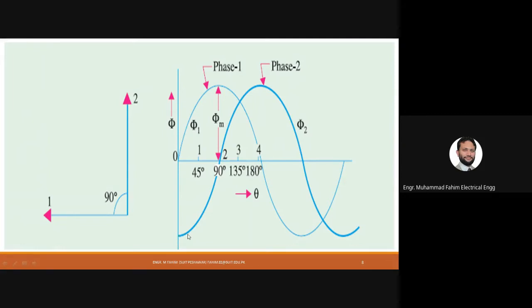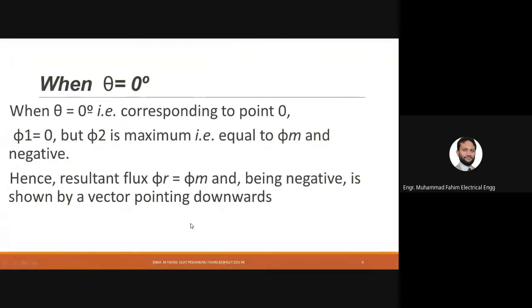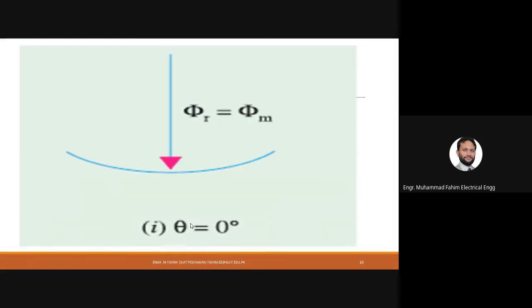By the way, it is on the negative side, but it is maximum, equal to phi max and negative. So corresponding to point 0, phi 1 is 0, but phi 2 is maximum, that is equal to phi max and negative. Hence, resultant flux phi r is phi max, and being negative is shown by the vector pointing downward. So the resultant flux is equal to phi max, theta is equal to 0, it is downward.